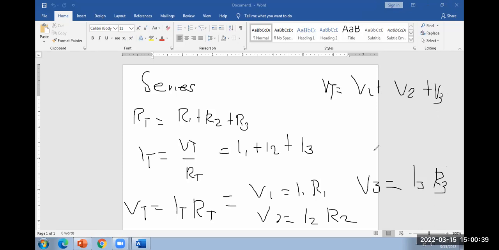Okay? So ganyan ang formula na gagamitin natin kapag kukunin natin sa series. So ang formula natin ito, 1, 2, at 3. Una, total resistance, R1 plus R2 plus R3. Pag sa IT naman, or current, total current is equivalent to total voltage over total resistance, which is also equivalent to current 1 plus current 2 plus current 3. Pag sa total voltage naman, VT is equivalent to IT times RT. Or, kukunin natin isa-isa yung voltage naman. So, V1 is equivalent to I1 R1, V2, I2 R2, then V3, I3 R3. So, yan yung sa series.